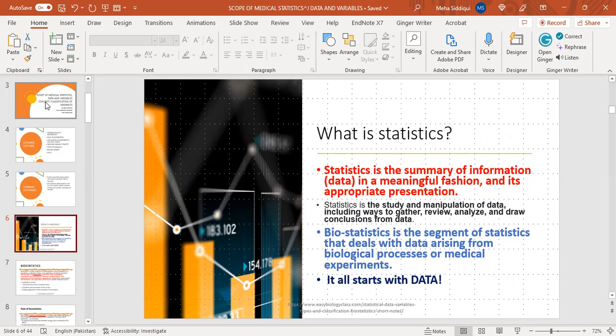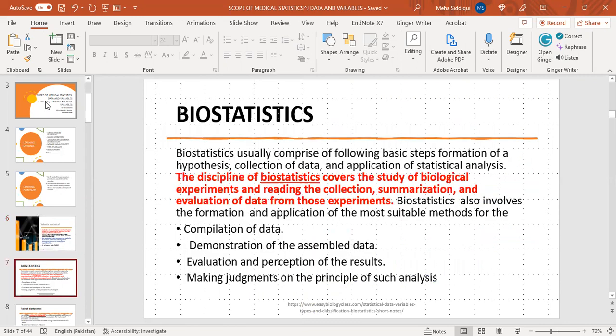Biostatistics is the segment of statistics that deals with data arising from biological processes or medical experiments. And it all starts with data. Biostatistics usually comprises the following basic steps: formation of a hypothesis, collection of data, application of statistical analysis.